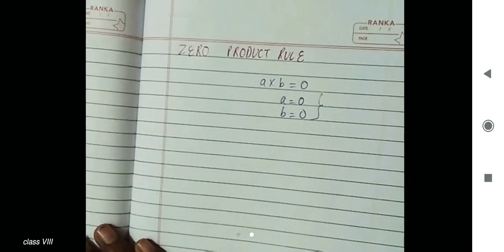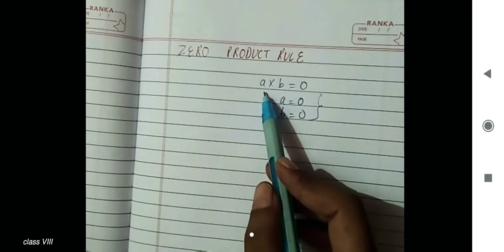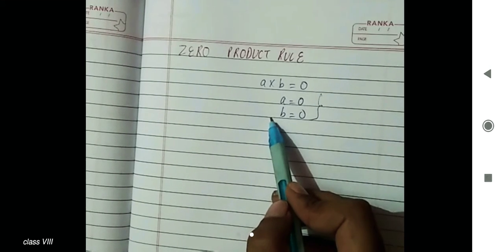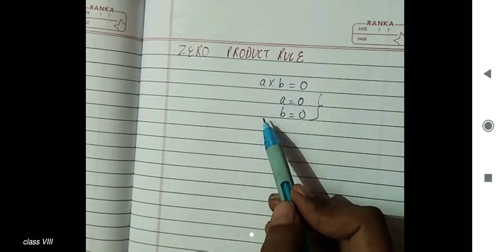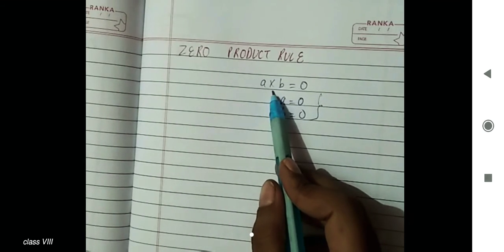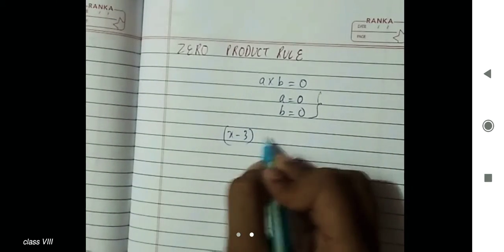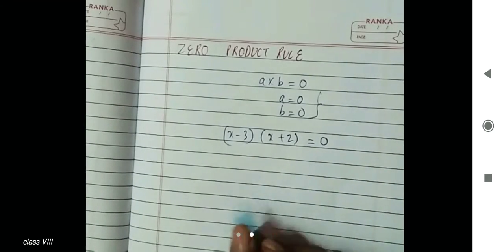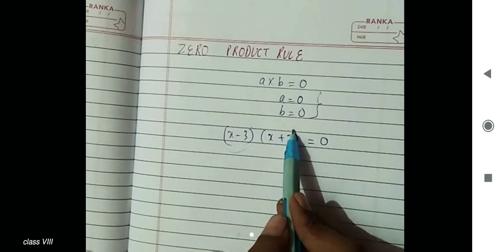Okay. So, this is your zero product rule, which says that whenever you face this type of equation, a cross b is equal to zero, then a can be zero or b can be zero. This is a very understandable thing, and I'm telling you this because in finding the roots by factorization we will face this situation: x minus 3 into x plus 2 is equal to 0. In this situation, according to the zero product rule, I will say that maybe this part is 0 or maybe this part is 0.